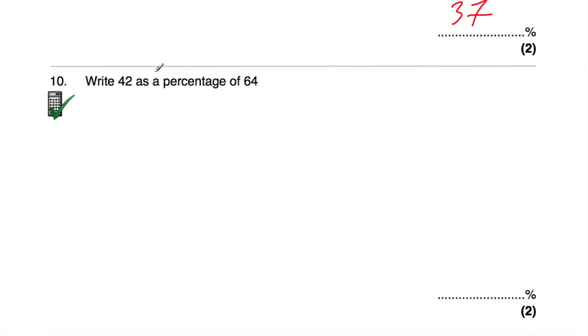So question number 10, we've been asked to write 42 as a percentage of 64. So let's write it as a fraction to begin with. So that's 42 out of 64. Now, you could just type that into your calculator, but I'm going to just have it 42 divided by 64. And when I press equals, I get that's equal to 0.65625. So that's it as a decimal.